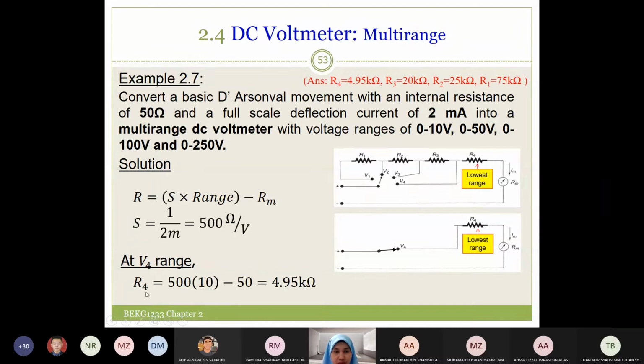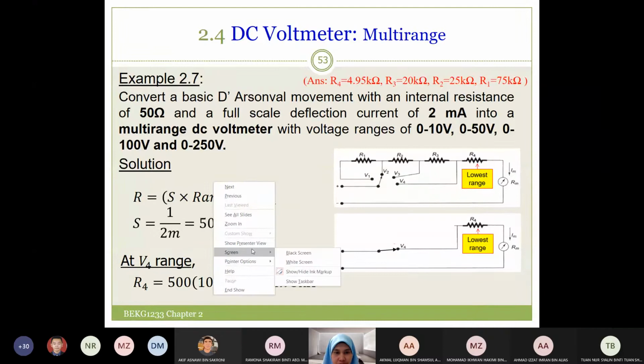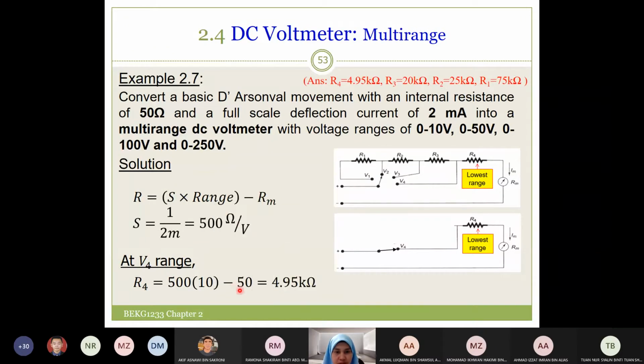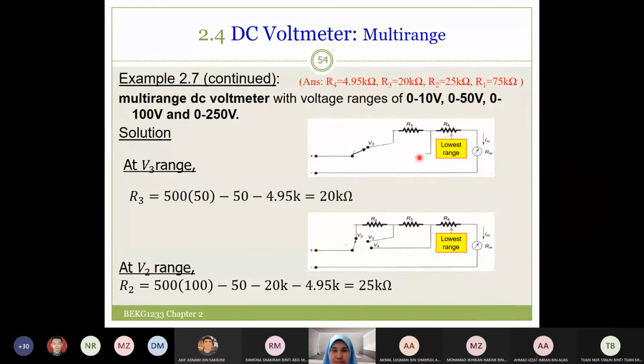R4 or RS4 is equal to S multiplied with V range minus RM. S is equal to 500 as we calculated. V range is 10 volts, the lowest range. Minus RM, which is 50. We get 4.95 kilo ohm. Now we go to the next range. We tap the pointer at V3. Now the figure becomes this. We have RS3 and RS4.